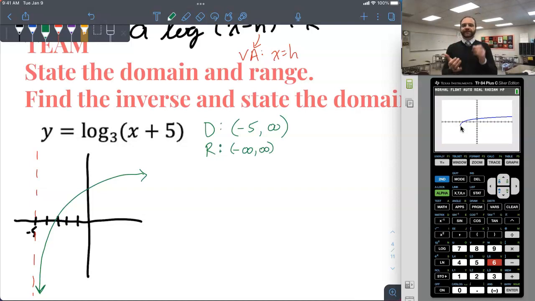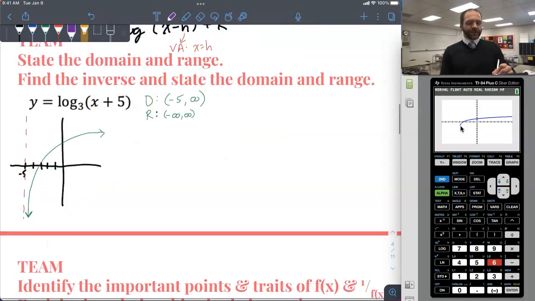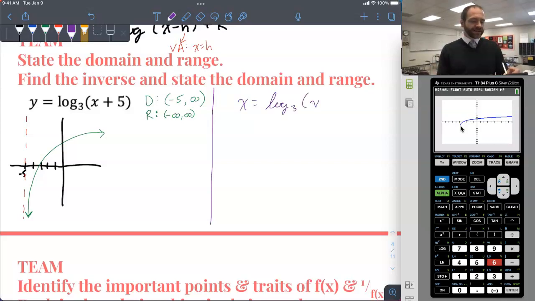So there it is. There's the domain and range. By the way, I could ask you to graph it as well, and you can do a better graph than the one I have. Find the inverse. So, ooh, inverse. Let's do that one over here. Well, what's the first step for finding an inverse? Switch the x and the y. So I'm going to have x equals log base 3 of y plus 5.